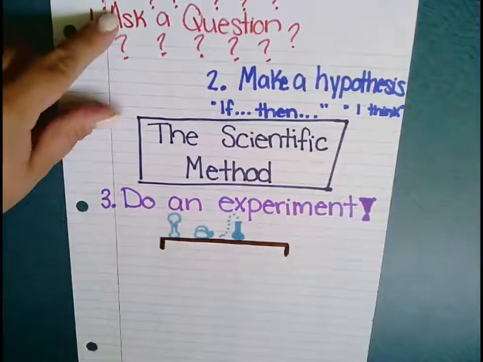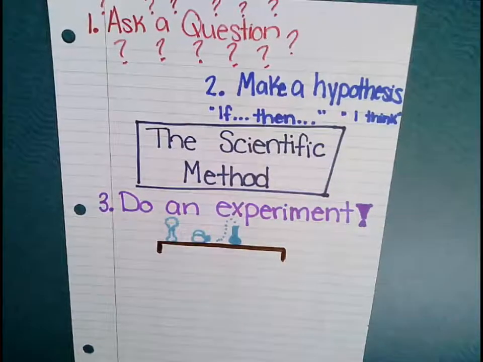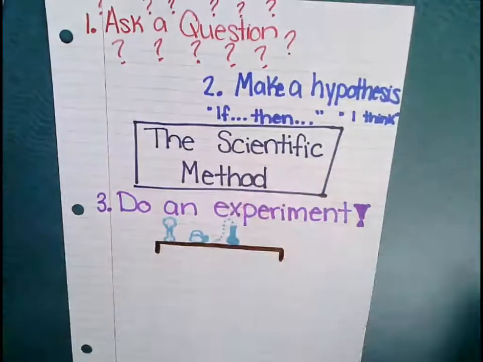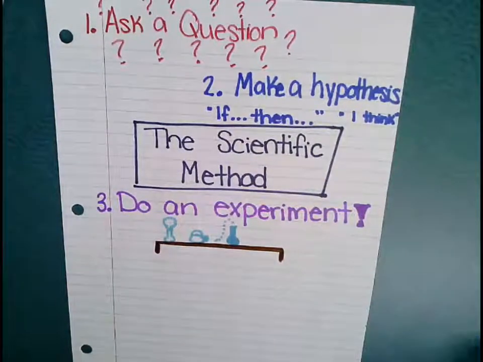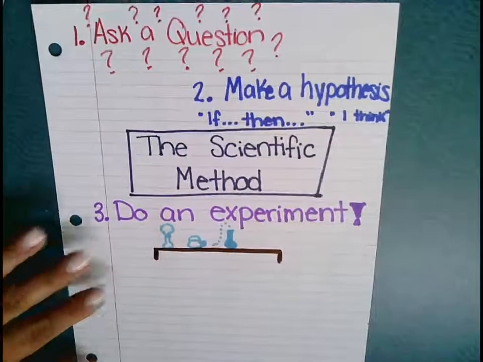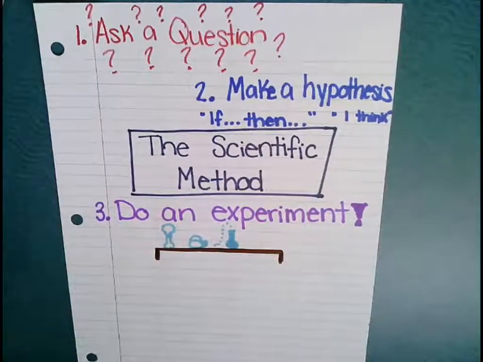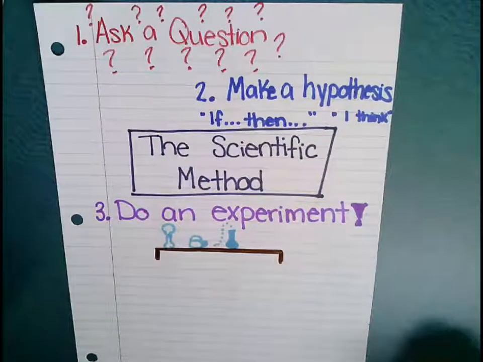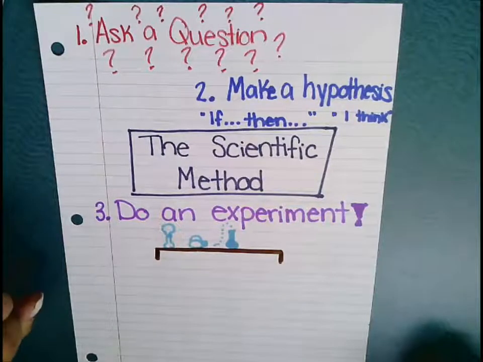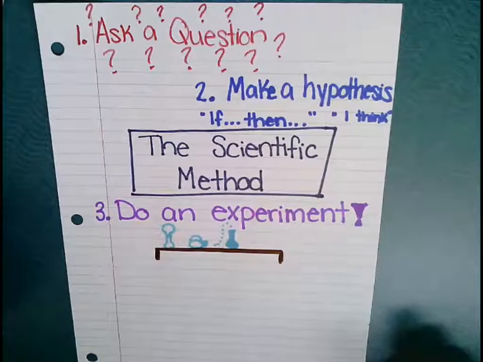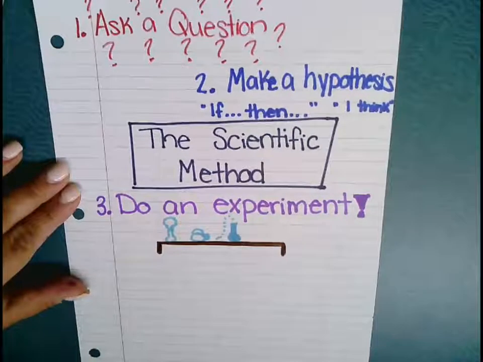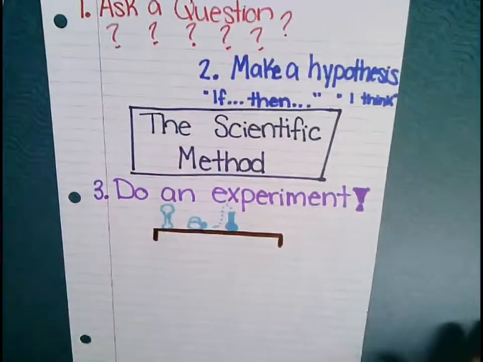So I'm going to ask a question. Do I think a plant that is watered or not watered will grow taller? Make a hypothesis. What do I think will happen? If I water one plant and not the other, then I think the plant I watered will grow taller. The third is do the experiment. I'm going to test that out. I'm going to have two plants and I'm going to water one, but I'm not going to water the other. So I'm going to see which one's going to grow taller.